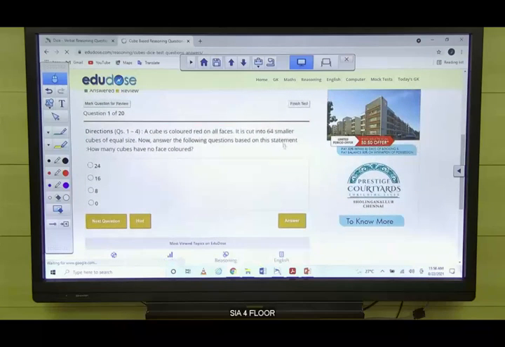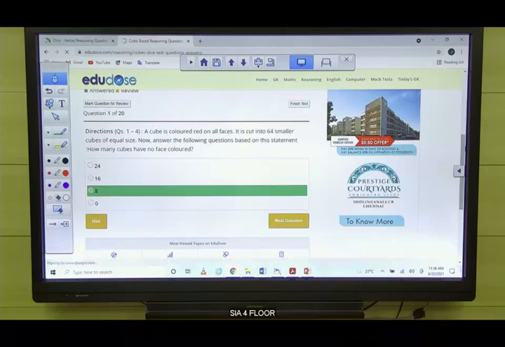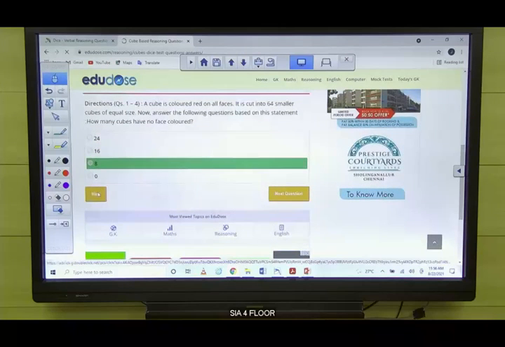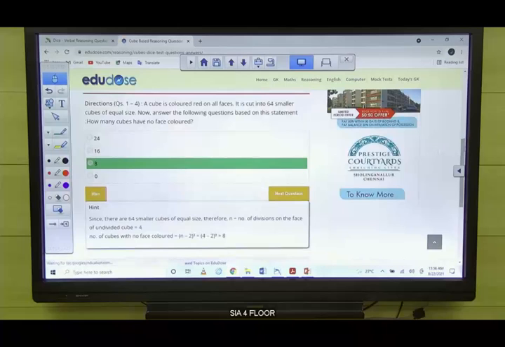See, they have given 64 smaller cubes, so it's like n is equal to 4. They are asking how many have no face colored. So if n is equal to 4, inside will be 8. You will be given explanations also. You can look at the explanations here. The hint they have given, that's the explanation.